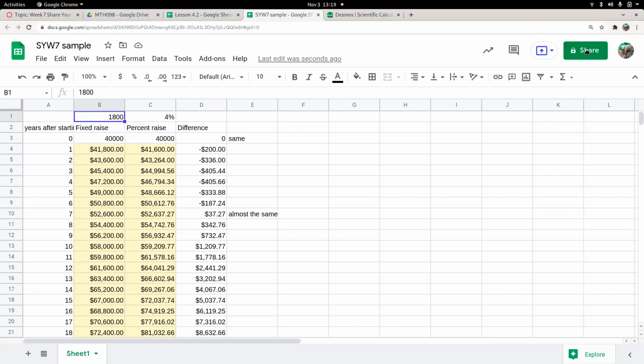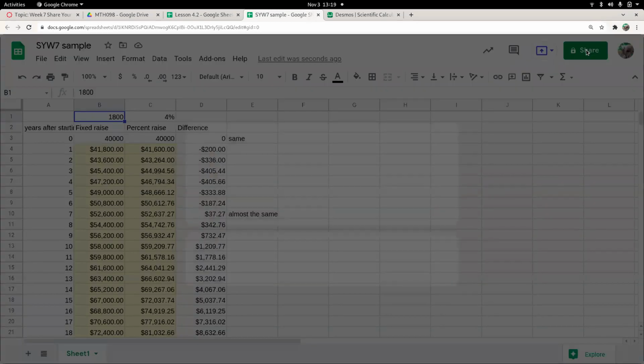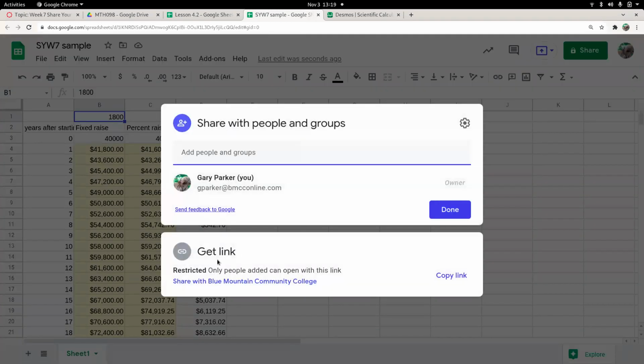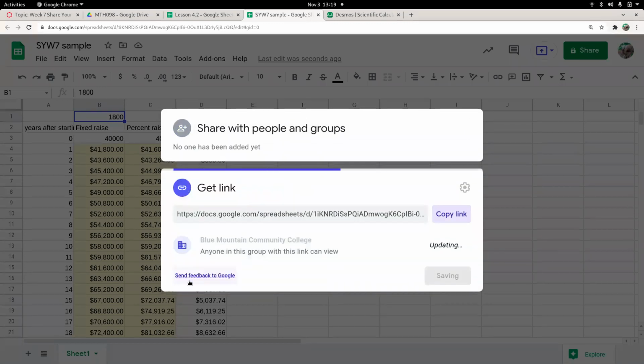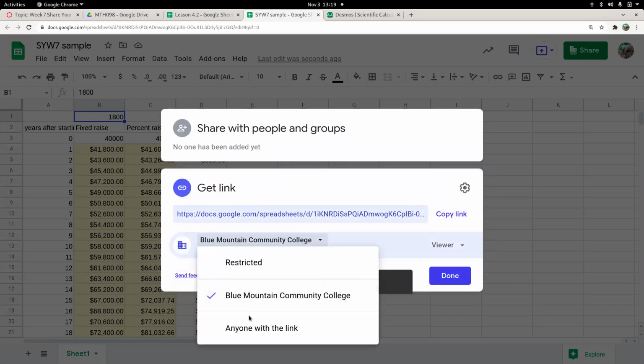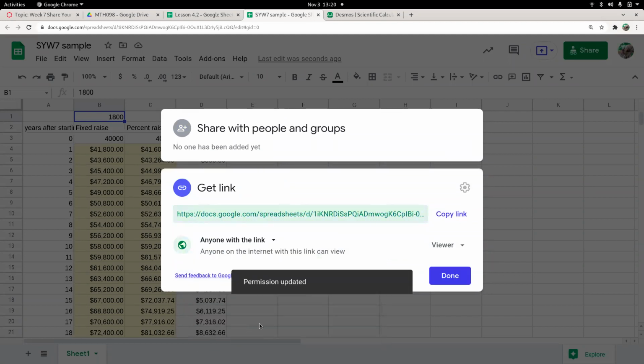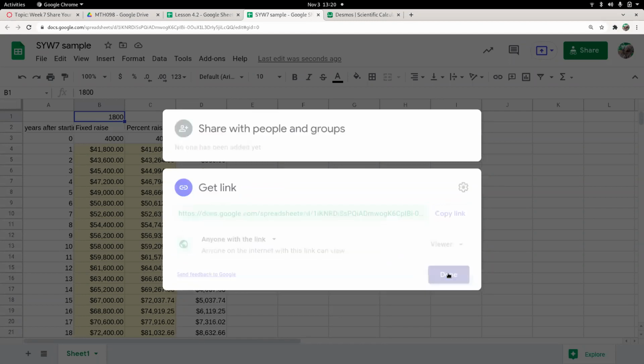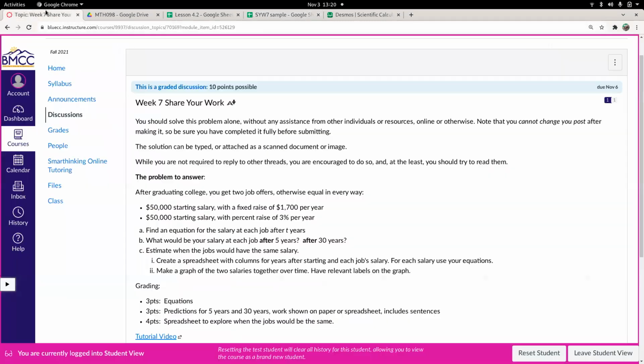So keep in mind when you share a spreadsheet like this, you got to get the shareable link. And you want to make sure it's not restricted. So mine is, double check yours. I want anyone with the link, and then I can submit that link. So I'm going to click done here. I got the link copied.